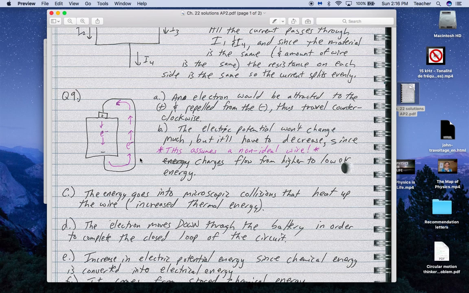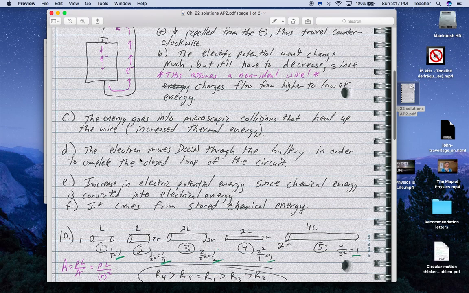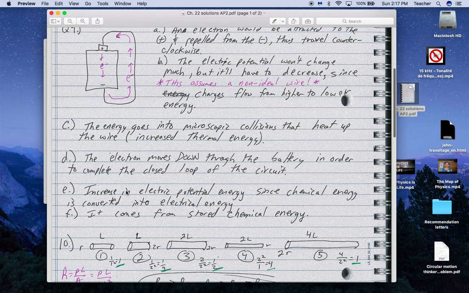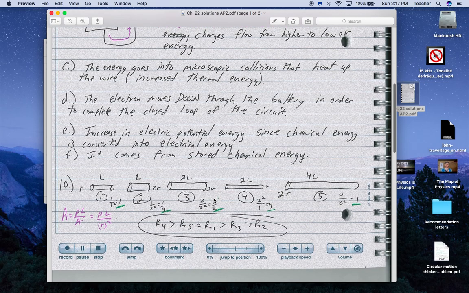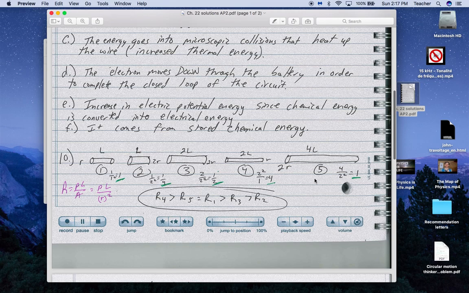So this is where you would have a charge escalator. It's a little weird in this picture because we see the electrons going down, but the chemical reactions will essentially increase the energy per charge of those electrons. And for letter F, where does that energy come from? It comes from stored chemical energy. I'd said that earlier.